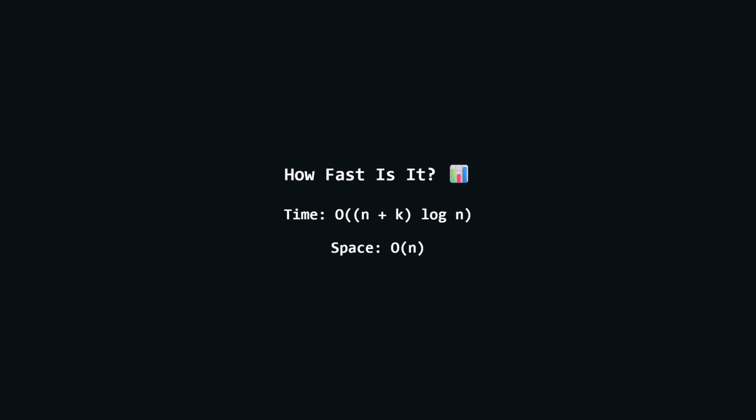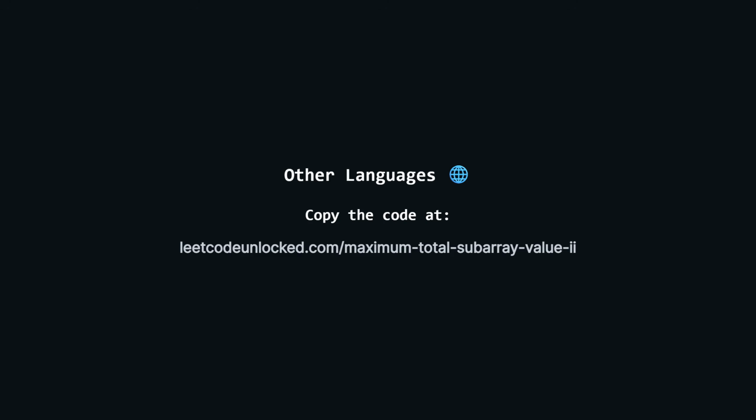Alright, looking at performance for our optimized segment tree approach, the time complexity is O((n + k) log n). And the space complexity is a very clean O(n). That covers the Python explanation.